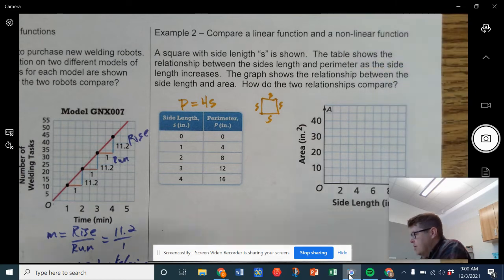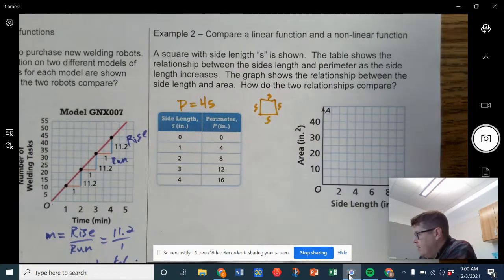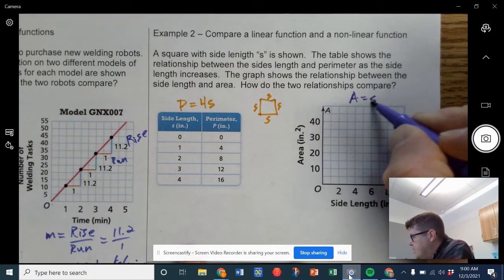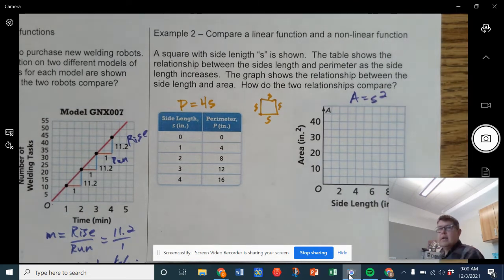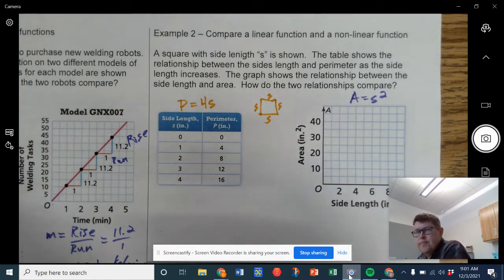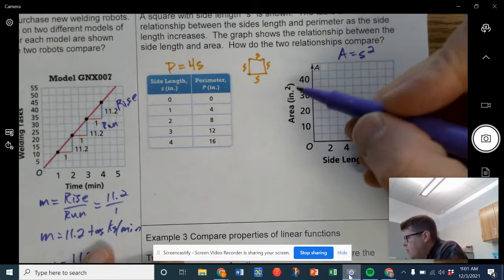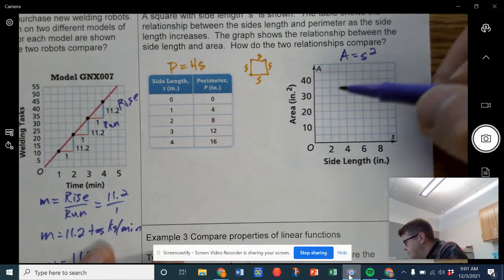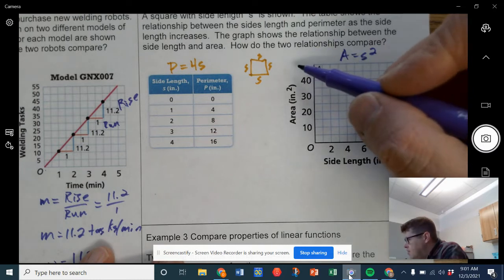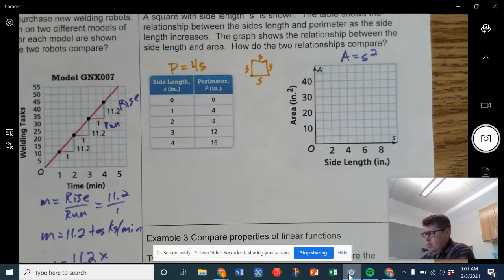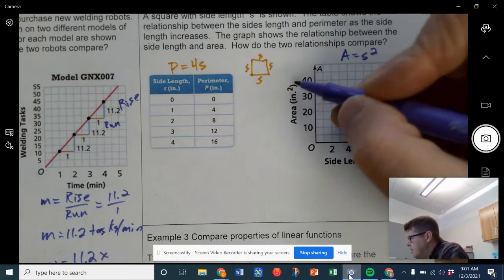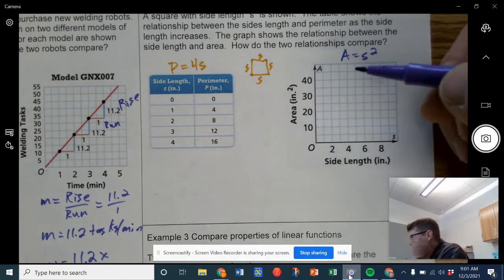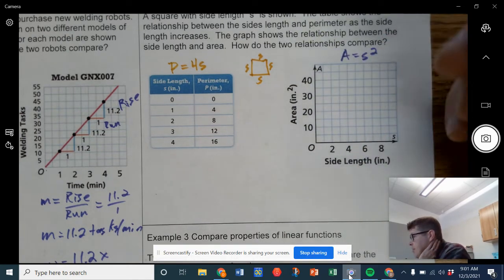The graph shows the relationship between the side length and area, right? And area is equal to S squared, your side multiplied by itself. We had a similar problem the other day for this one. And so I'm going to put both on the graph here. It says area right here, this is perimeter, but I'm just going to say total number.